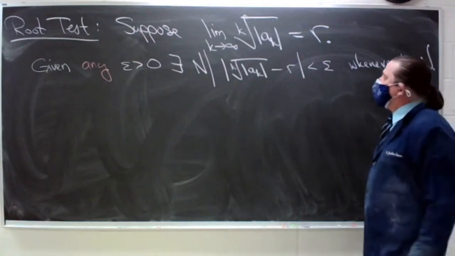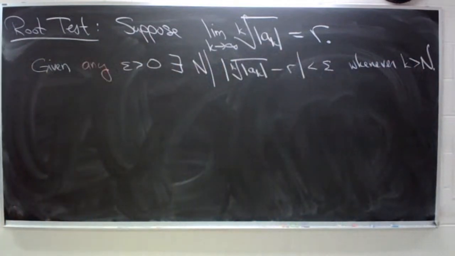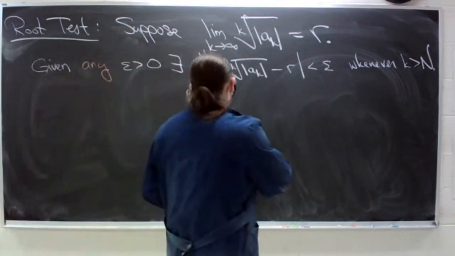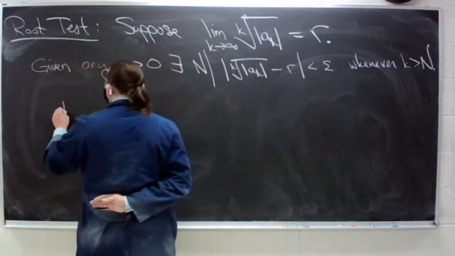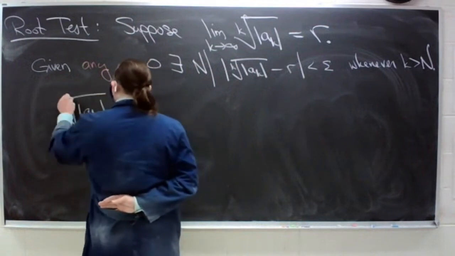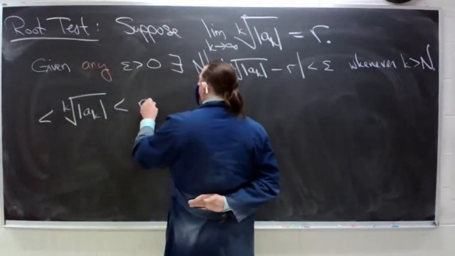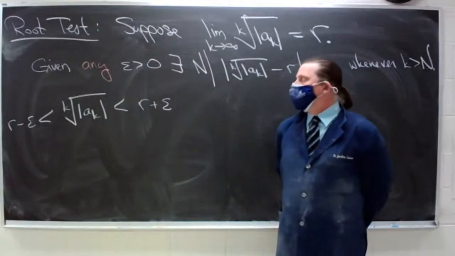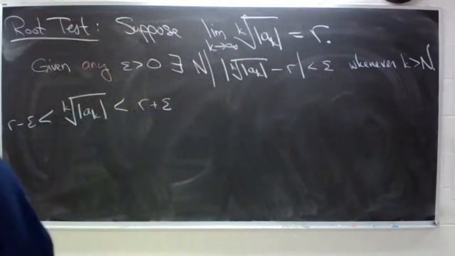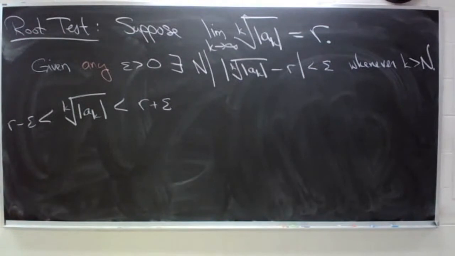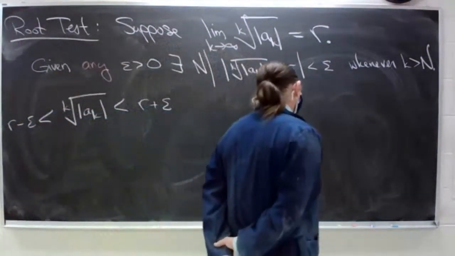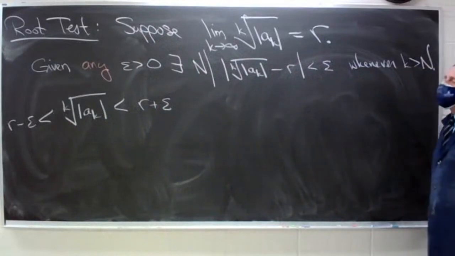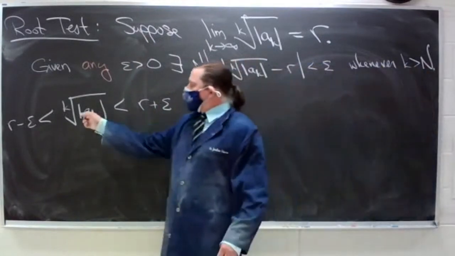Now these are all real numbers. So I can rearrange this and say the kth root of the modulus of a_k lies between r minus epsilon and r plus epsilon. Now, clearly this is non-negative.